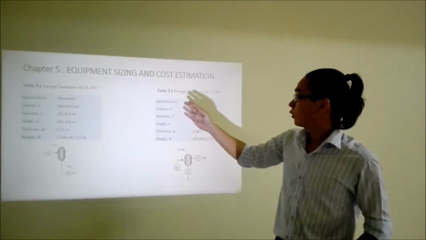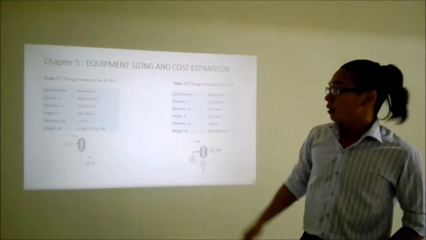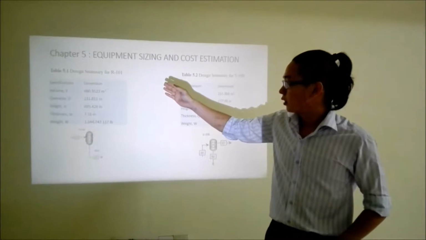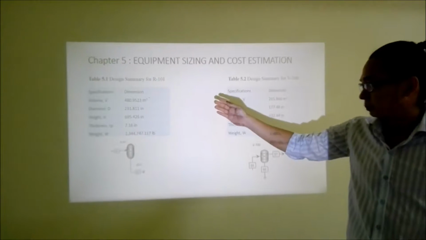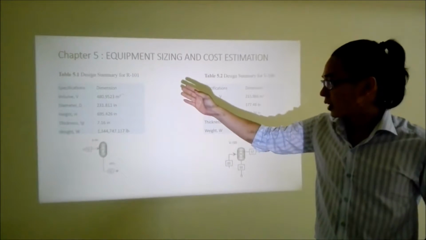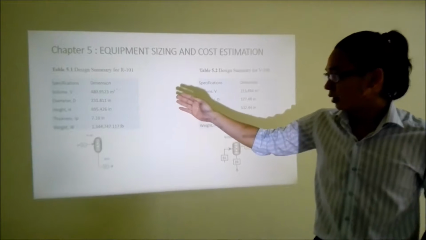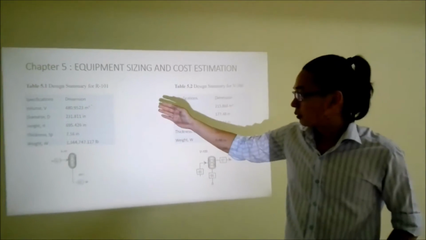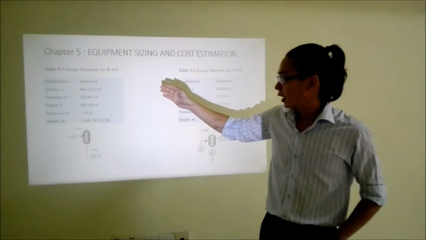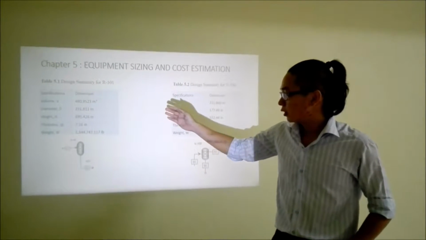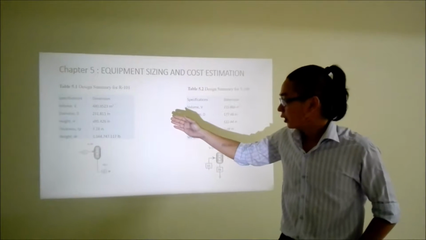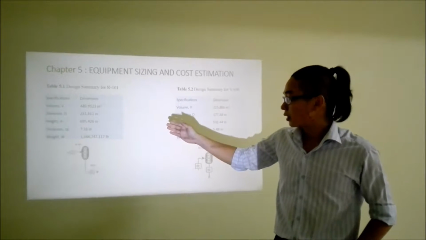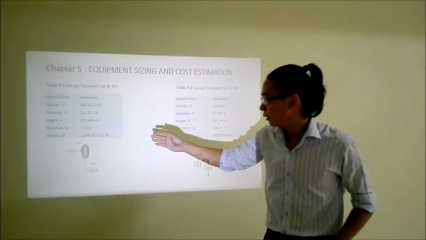Present Chapter 5, Equipment Sizing and Cost Estimation. The first design summary is for the R101, that is reactor 1. The specifications are the volume, diameter, height, thickness and weight of the reactor. So the volume of this reactor is 480 meter cube, diameter is 231 inches, height is 695 inches, thickness is 7.16 inches, and the weight is 1.3 million pounds.